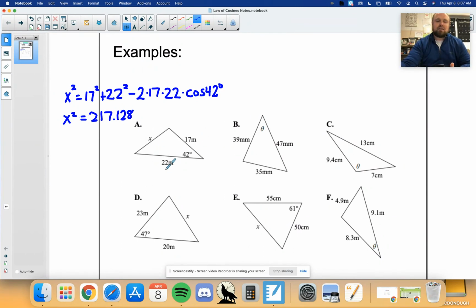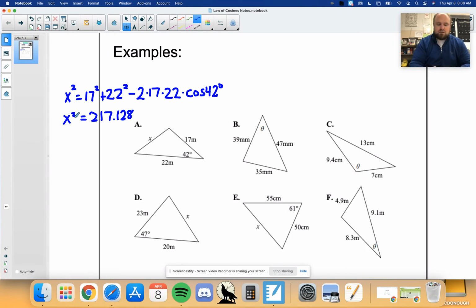But if I look at these side lengths, we've talked about this before with triangle inequality. The absolute most that this side can be is adding these two other sides together. So 17 plus 22, which is 39. The absolute most that this could be is like 38.99999, just under 39. So 217 is clearly too much, but 217.128 represents x squared.